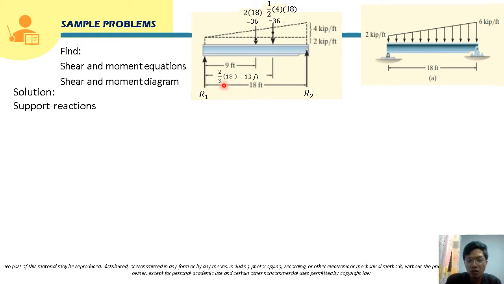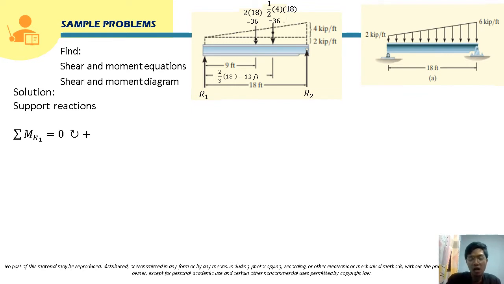Okay, so this is 2/3 times 18, so this is 12 feet, the position of the equivalent point load from the left. Okay, so from here, class, we're going to solve these reactions. We can sum up forces or take moment at this point, so that R sub 2 will be cancelled and the only unknown will be R sub 1. So we will be able to solve for R sub 1.